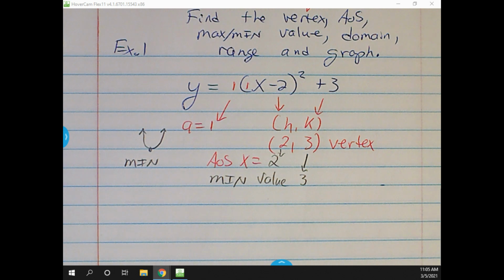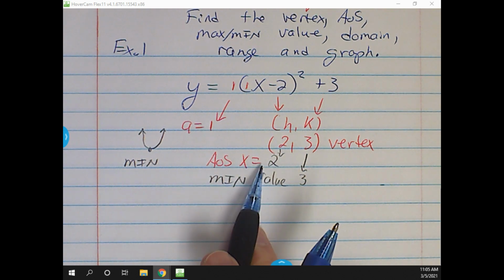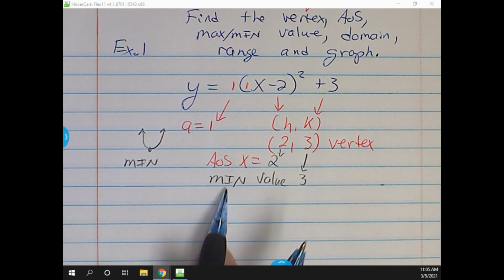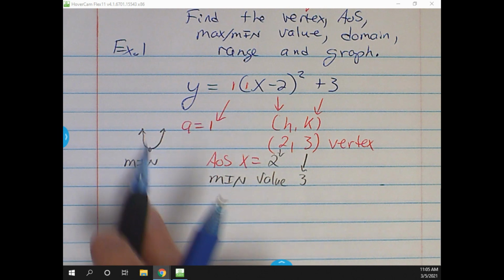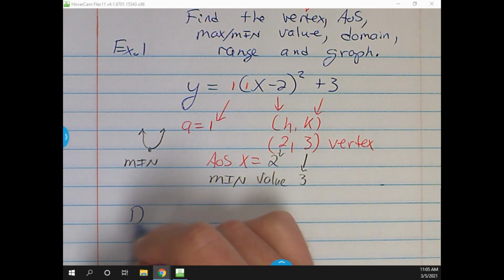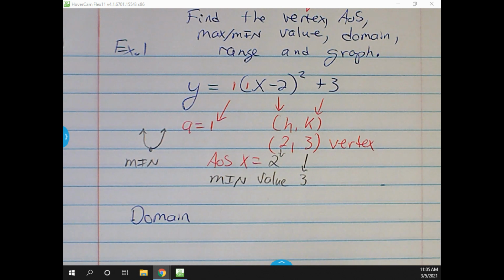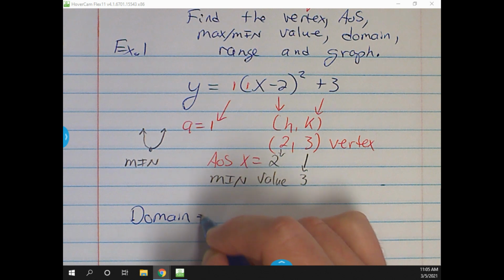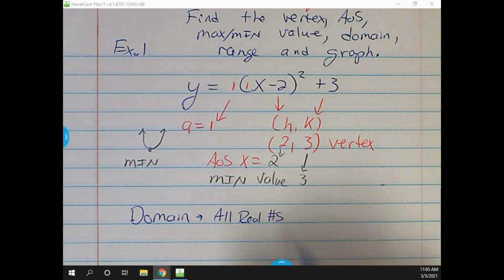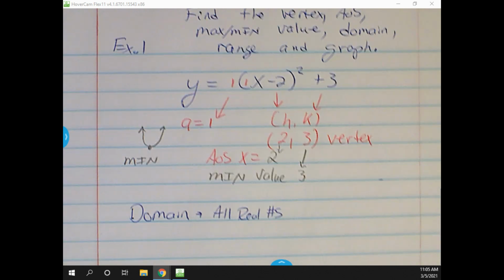So once you've got the vertex, it tells you two things. The x value is the axis of symmetry. The y value tells you whether that's the max or the min number, and you know if it's max or min based on the shape of the graph. Okay, and then we can use all that stuff to get the domain and range, and then we'll finally get to the graph. So the domain is always all real numbers, no matter what we do. For any quadratic graph, the domain will always be all real numbers.